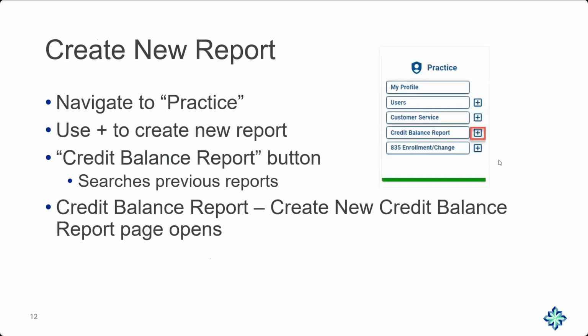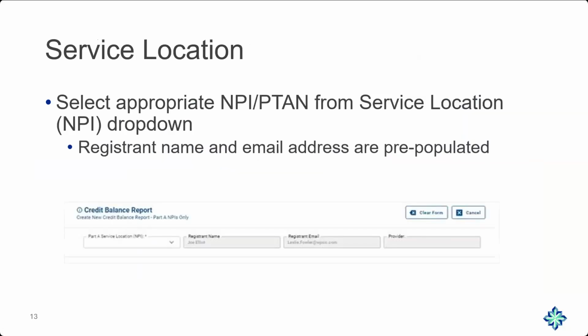The credit balance button, you would think that that's what you would be drawn to. It's bigger, it has the words, that sort of thing. So I want to differentiate the difference between those 2 buttons and which does what. Later when we talk about searching for previous reports, we're going to use the actual credit balance report button. But to add a new one, use that plus there. Okay? Once you do that, then the credit balance report page will open.